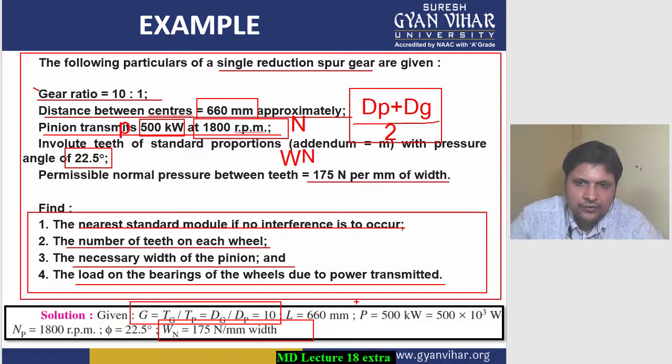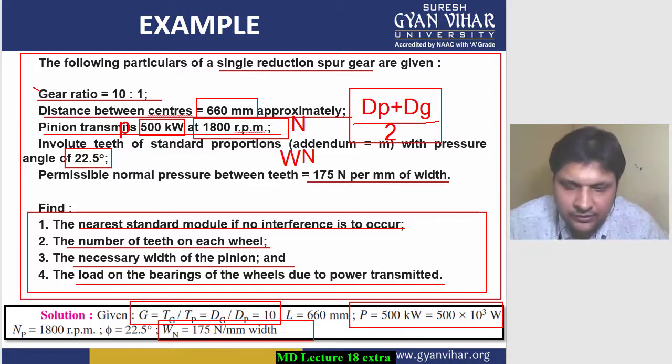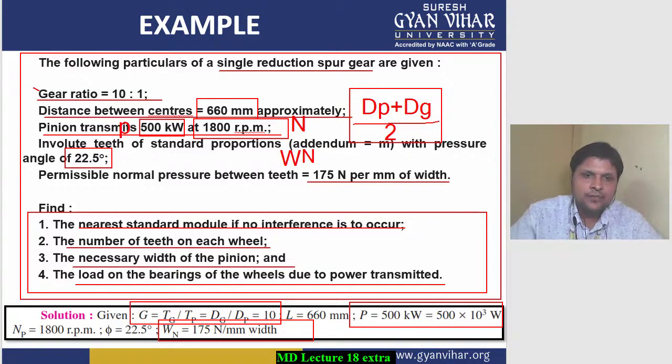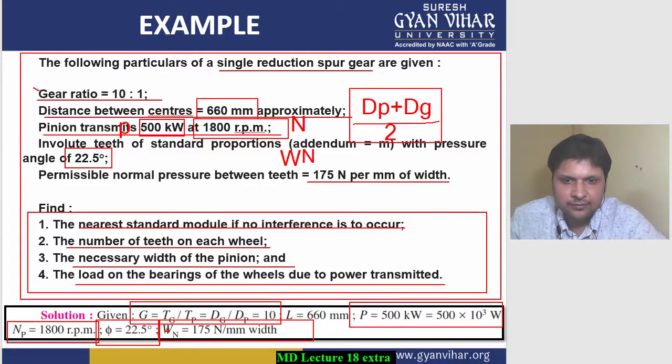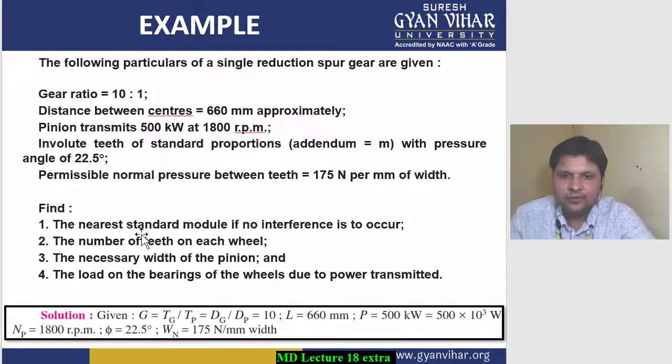All the things which are given to you, we have listed everything. Power is given in kilowatt, we will multiply with 10 to the power 3 to convert it into watt. RPM is given to you, we will write it as NP since it is of the pinion. So NP is equal to 1800 RPM. The pressure angle phi is 22.5 degrees, and the normal load acting is 175 Newton per mm.